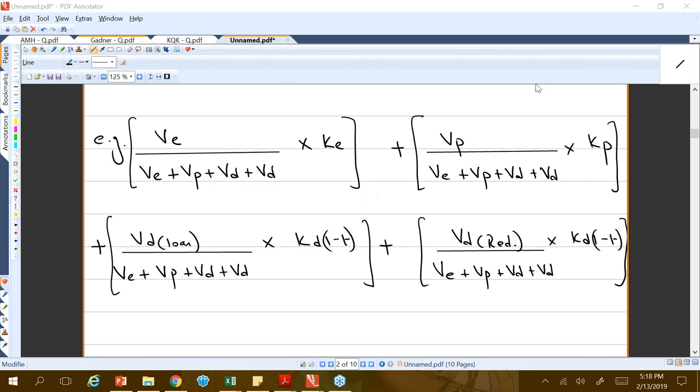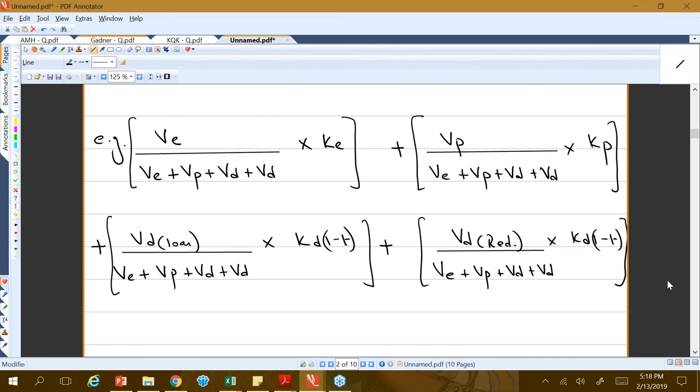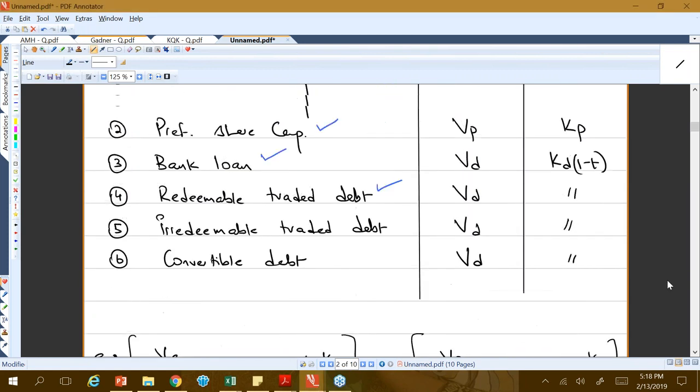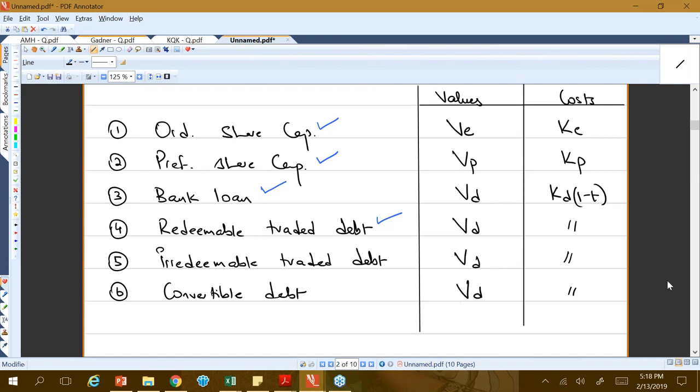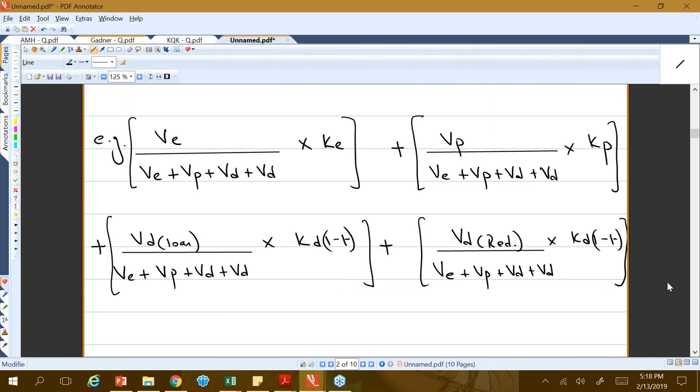Now, what we are going to do is look at ways in which we can compute all these values, which will give us the proportions of these capitals. And then we will look at ways in which we can compute the costs for these sources of finance. Eventually, we will look at a question which will use 4 sources of finance, and this is the calculation we will need to do on that question.